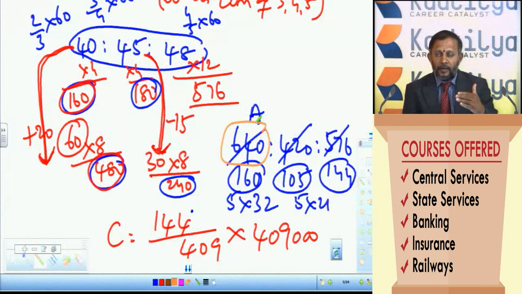So that should be represented in the form of detailed steps. Next, B. The investment of B is initially 45. That remains constant for the first 4 months. So 45 into 4, 180.